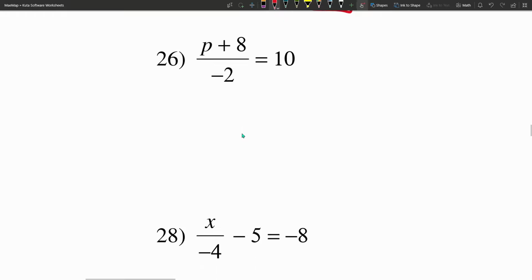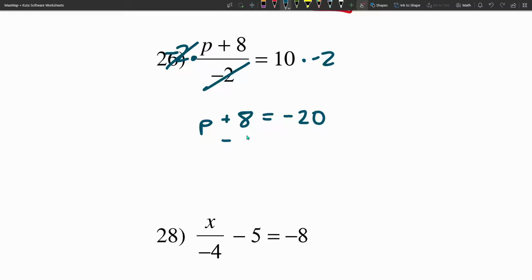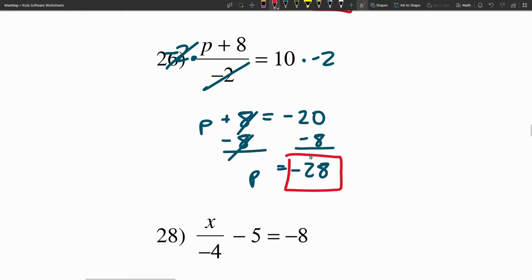In number 26, we're going to start by multiplying by that denominator, which is a negative 2. So multiplying by negative 2 will leave me with just my numerator on my left-hand side, which was the entire quantity p plus 8, and that's going to be equal to 10 times negative 2, which is a negative 20. Now, subtract 8 from both sides. Negative 20 minus 8 is a negative 28. So p is equal to negative 28 for number 26.